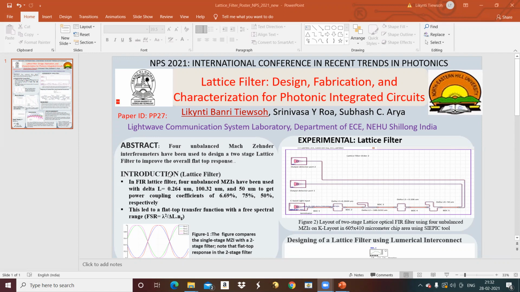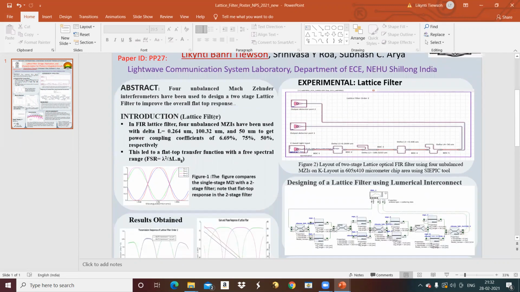Coming to the introduction, what is a lattice filter? A lattice filter is an example of an all-pass filter in which the attenuation is constant at all frequencies, but there is a relative phase shift between the input and the output. In our FIR lattice filter, we have used 4 unbalanced MZIs with values of delta L equal to 0.264 micrometer, 100.32 micrometer, and 50 micrometer. We have used these values of delta L to get power coupling coefficients of 6.69%, 25%, and 50% respectively.